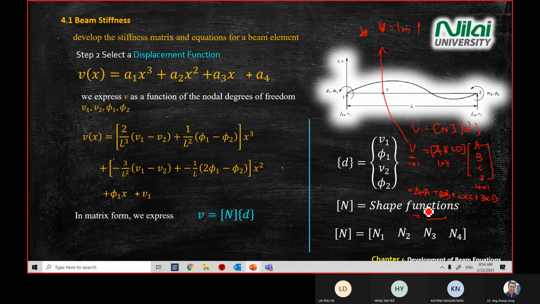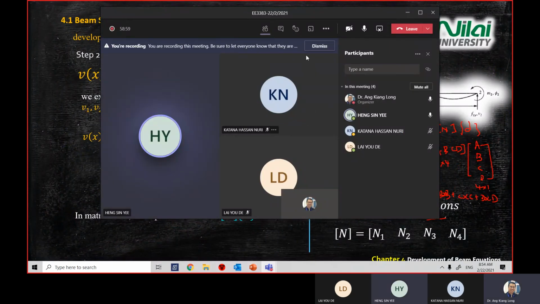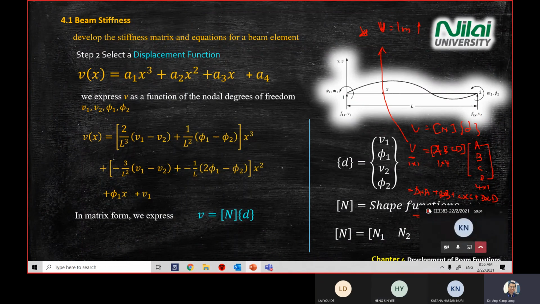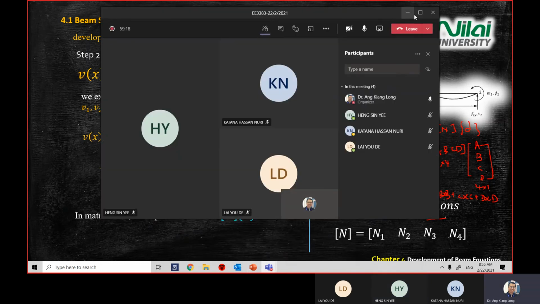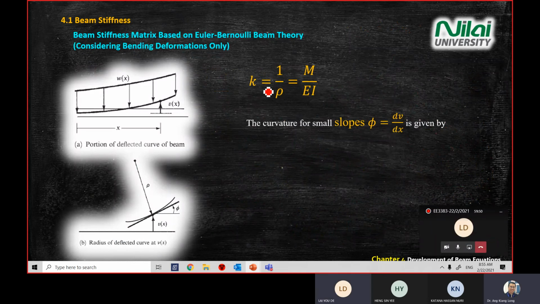Clear, Katana? Katana, are you there? Yes, ma'am. All right. So, Singi, you back, right? Yes. Okay. Singi, you clear? Why our shape function, we know that our shape function have n1, n2, n3, n4? Yes. Understand, yeah? Yes. Okay. Lai, are you there, Lai? Yes. Okay. When you log in just now, what do I mention? You come in late, right? So when you log in, what do I talk about? About 1 over R equal M over EI. Okay, so when you log in, you are at here. This one, right? Okay, good.